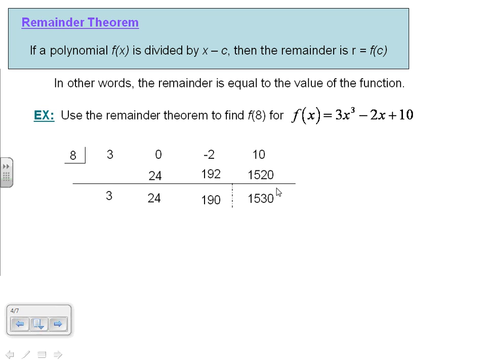And again, add down. And again, we've done this before. We just haven't called this the remainder theorem. But this 1,530, that is f of 8. That is the value of the function f when x equals 8. So it's kind of nice. We've been really using this theorem as we've been going along here.